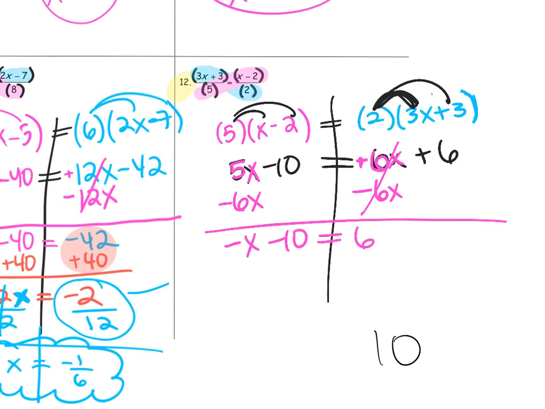Again, I want to get x by itself. So let's use the addition property of equality. I'm adding that 10 to both sides. And I have negative x equals 16. We are almost there. Almost there.